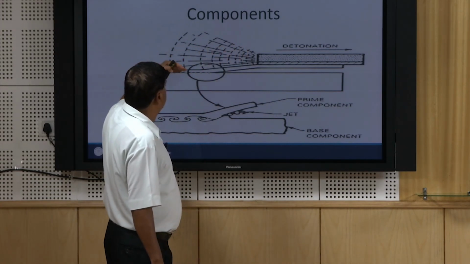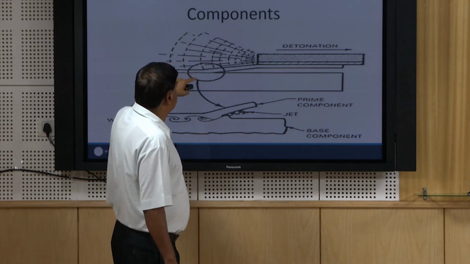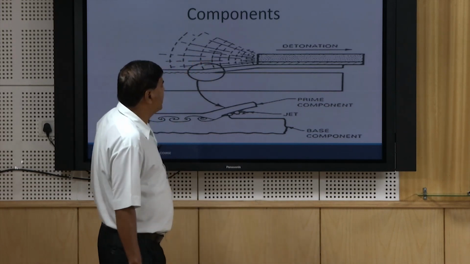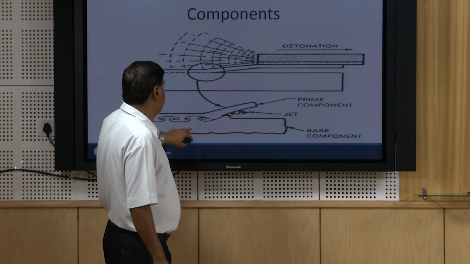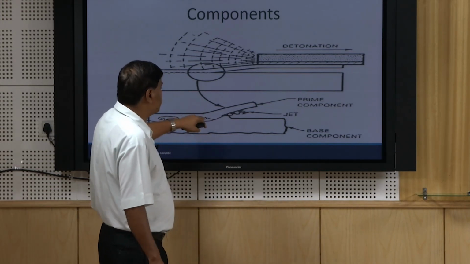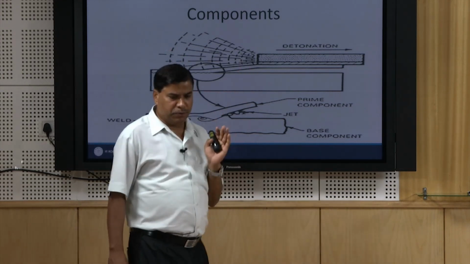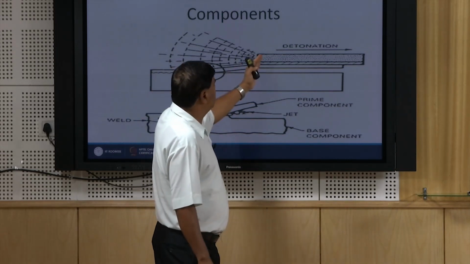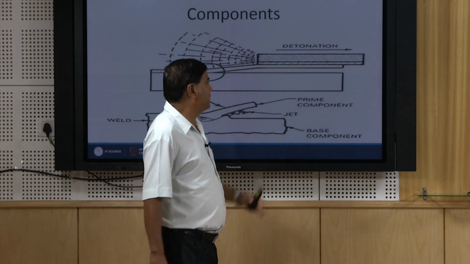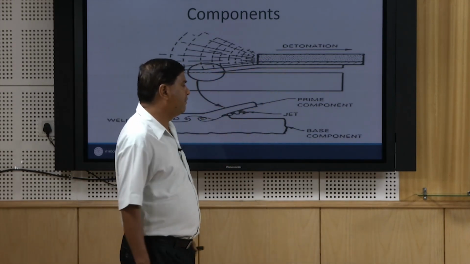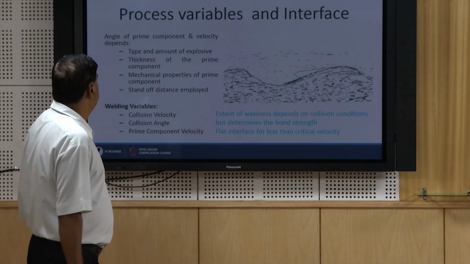and with the impact the prime component has impacted with the base metal and has been welded. In the enlarged view we can see the prime component in the upper one and the base component in the lower one, forming the wavy structure at the interface, about which I will talk. In the course of the detonation, as it moves from one end to the other, the joint is gradually formed even when the standoff distance is constant, but the joint progresses from one end to the other as the detonation progresses.